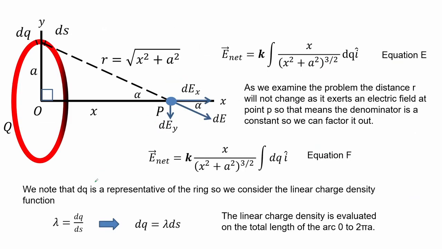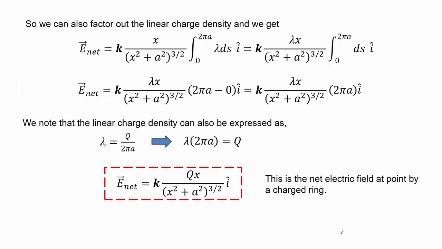As we examine the problem, the distance r will not change as it exerts an electric field at point P, so that means the denominator is a constant, so we can factor it out as shown in equation F. We note that dq is a representative of the ring, so we consider the linear charge density function. The linear charge density is evaluated on the total length of the arc, 0 to 2πa. So we can also factor out the linear charge density, and we arrive at the solution for the net electric field at point P as shown by the equation here.